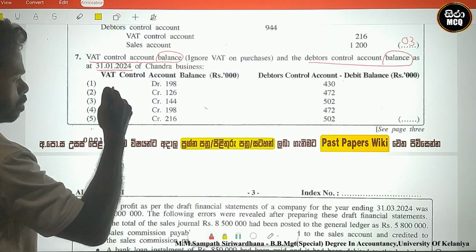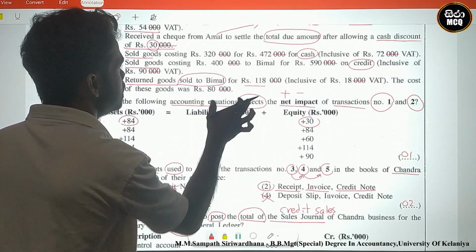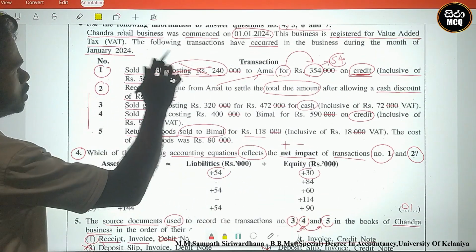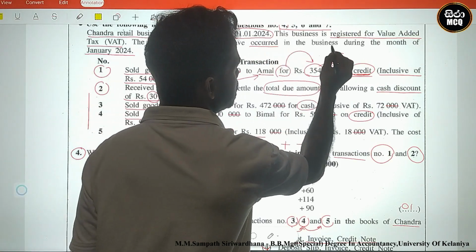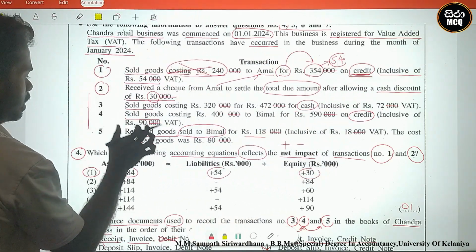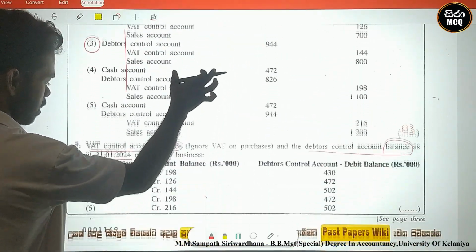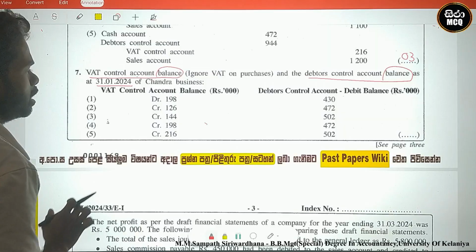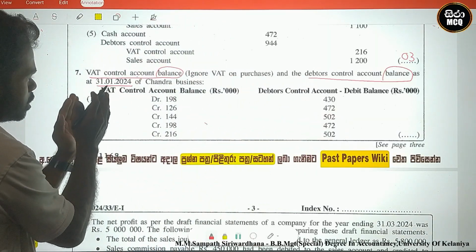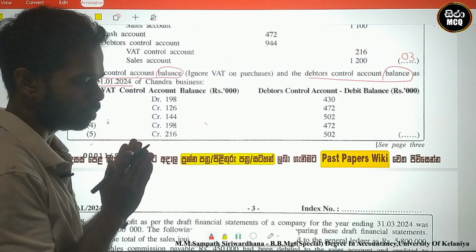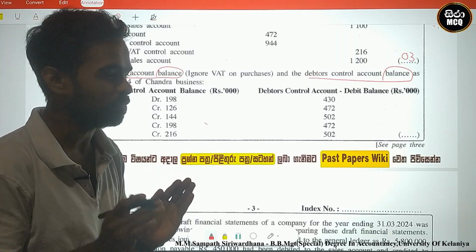This date is the month ending. Look here, these are the transactions that occurred in the business during the month of January. We must prepare our entries in the VAT control account and debtor control account as at 31st January 2024. There is a month-ending balance, so we must include all transactions of January.